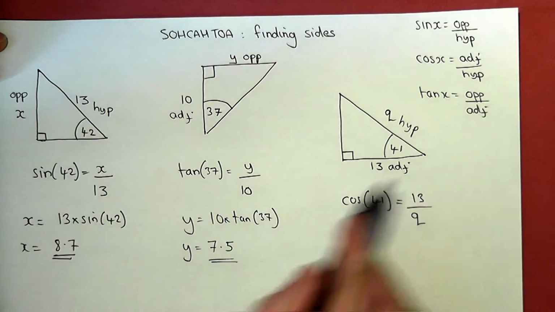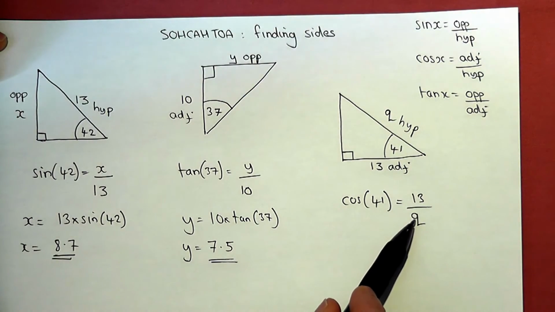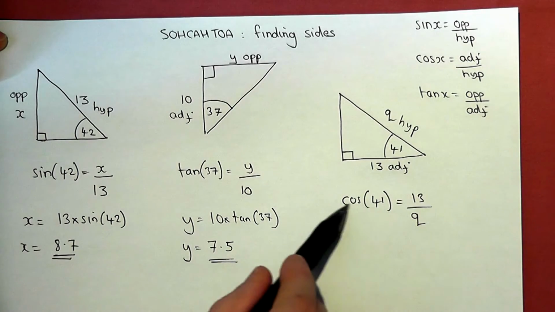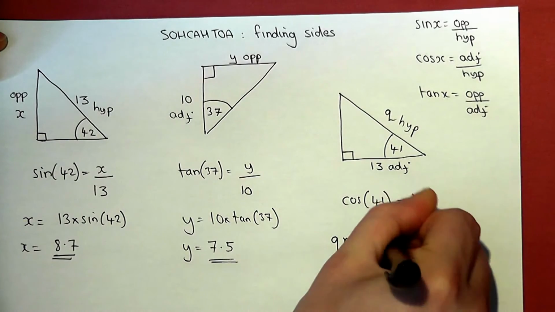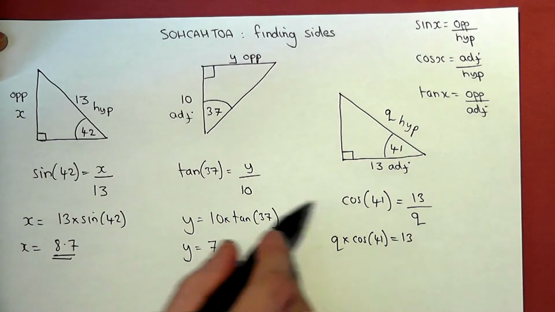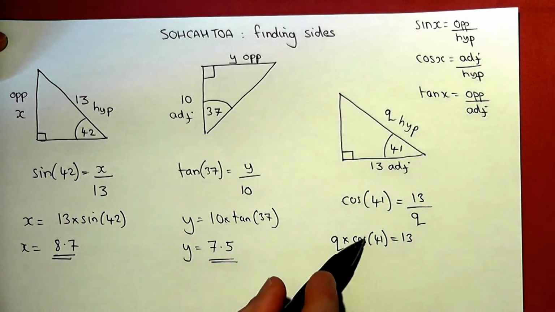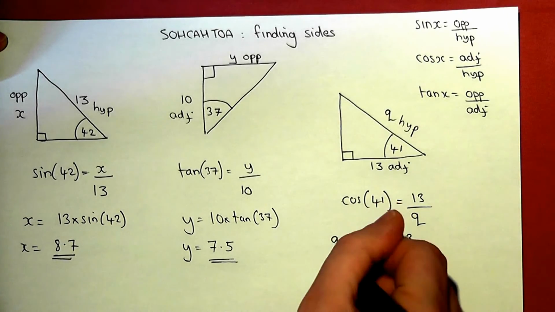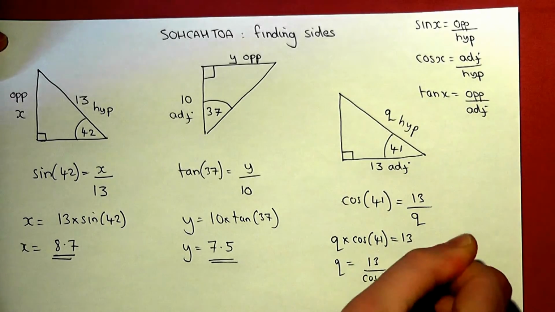Now then, this is a bit different to the first two equations, because the unknown is now below the equation. So to rearrange this requires two steps. I first of all times up by q. So q, lots of cos 41, is equal to 13. I've times by q, like I times by 10 and 13 here. So to find q, I now divide by cos of 41.